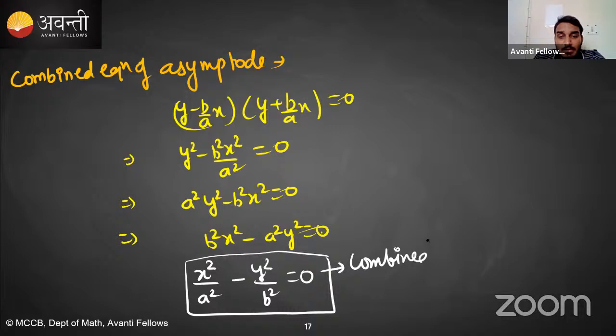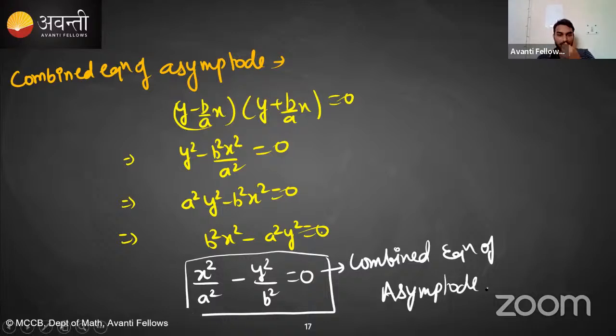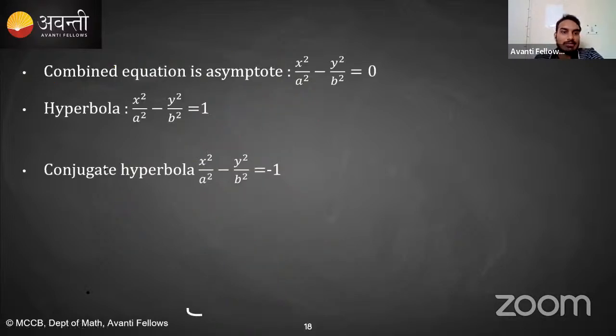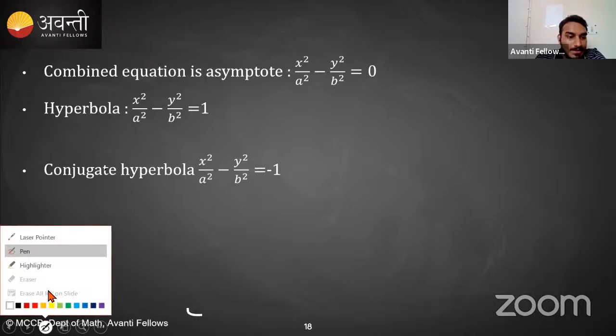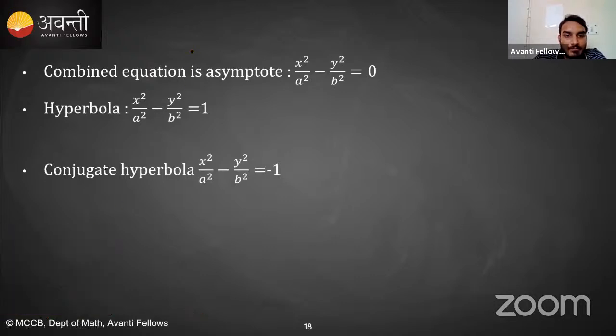समझ में आया? Combined equation of asymptote. Is this clear? Any doubt so far? Okay, so now what you see is, in the combined equation of asymptote, क्या आ रहा है? देखो, the combined equation of asymptote is x square by a square minus y square by b square equal to 0. Equation of hyperbola is x square by a square minus y square by b square equal to 1. इक्वेशन ऑफ कॉन्जुगेट हाइपरबोला क्या होता है? x square by a square minus y square by b square equal to -1.